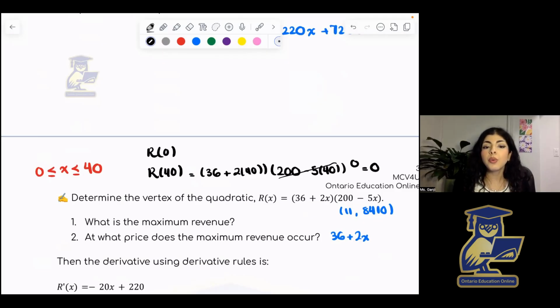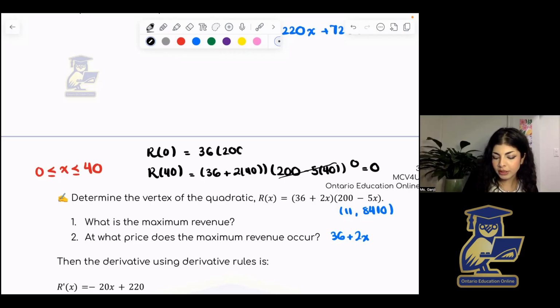So that means if you raise your price to $116, no one's going to be renting your cars anymore. And anything beyond that as well, no one's renting your cars because the price is too high. So the number of cars you're renting is 0, and so you're not making any revenue. Now for r of 0, that means you're not increasing your price. That means you're just renting 200 cars at $36 per day, and this is just $7,200.